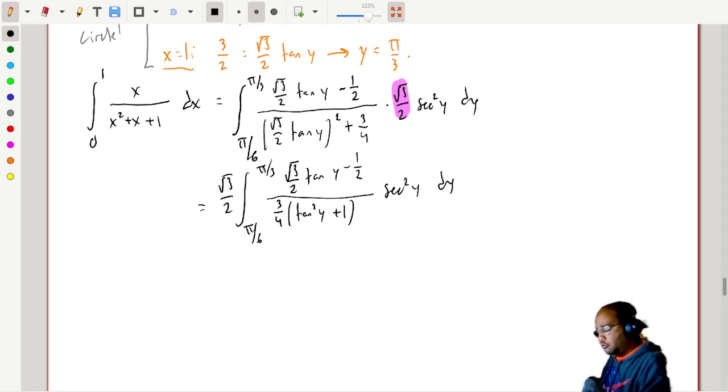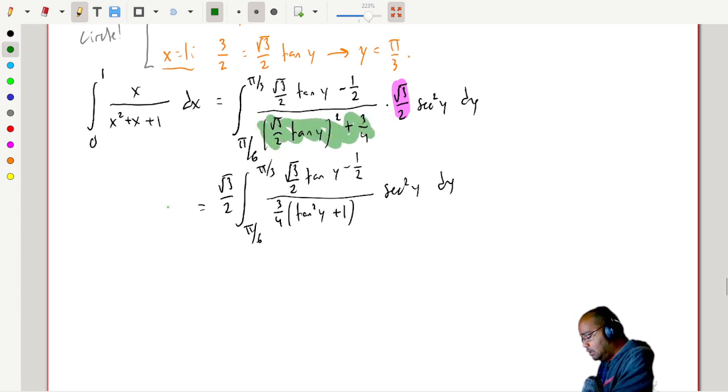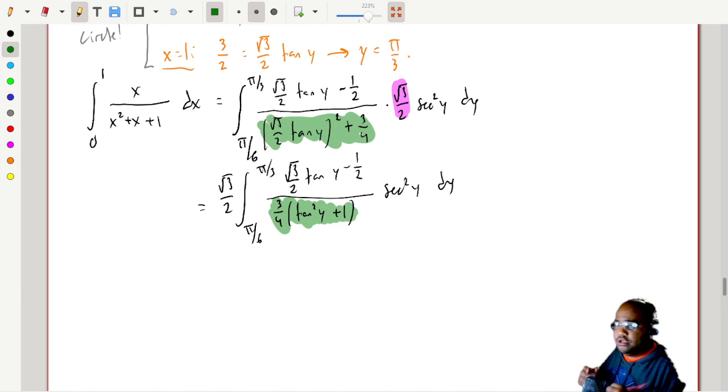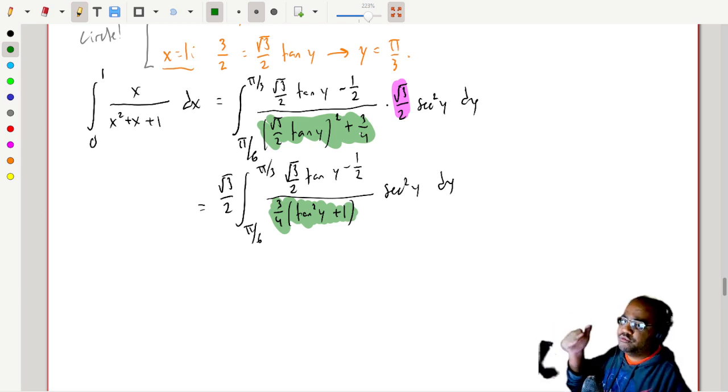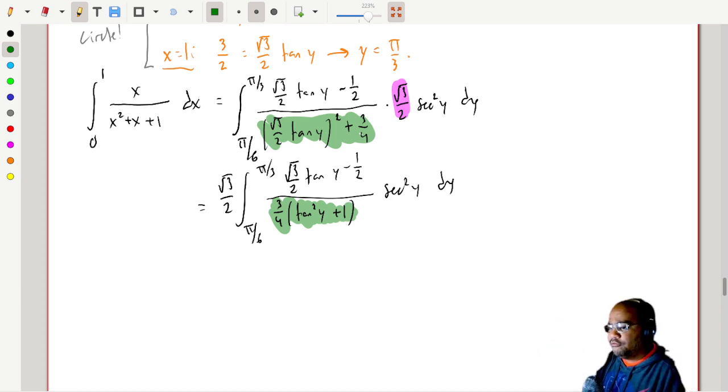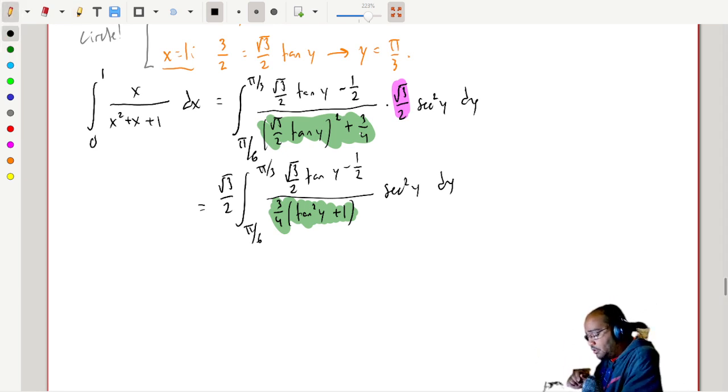Now again, for this part here that I'm highlighting in green, go from here to here. Go ahead and square the first bit in the parentheses. So square root of 3 over 2 squared, that's 3 over 4. And you see that you have a common factor of 3 over 4. You can factor that out. And then you have 1 plus tangent squared, which is secant squared. So 1 plus tangent squared is secant squared.